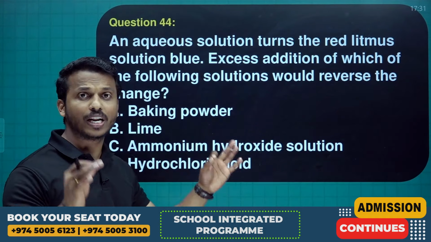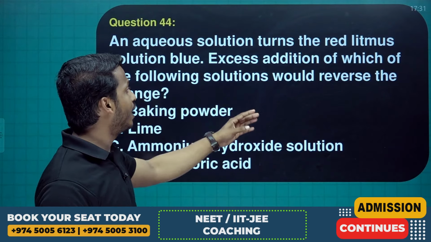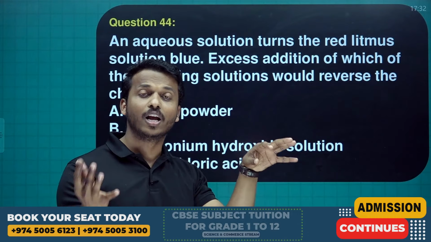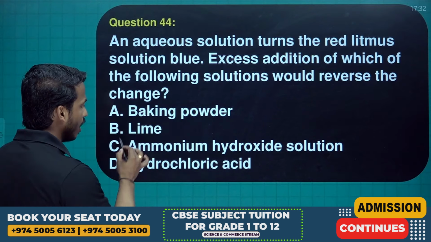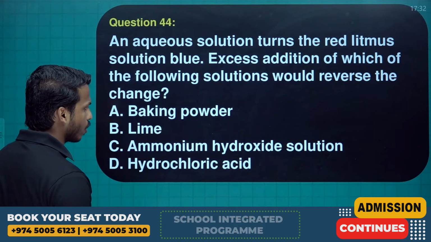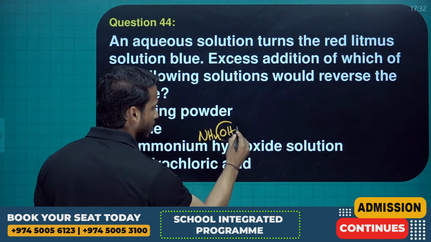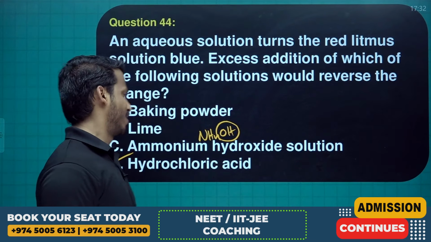So already the solution is basic. How can you make it acidic? Which means excess addition of which of the following solutions would reverse the change? Blue to red, that means which is acidic? They are asking, which is acidic? Baking powder? No. Lime, ammonium hydroxide. Ammonium hydroxide is what, my dear student? NH4OH. It's a weak basic one. There's hydrochloric acid. That is the acidic one, right?